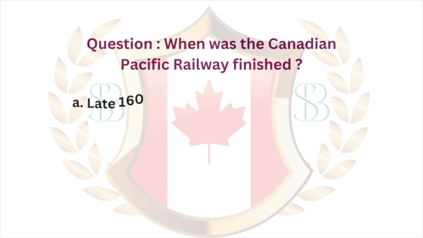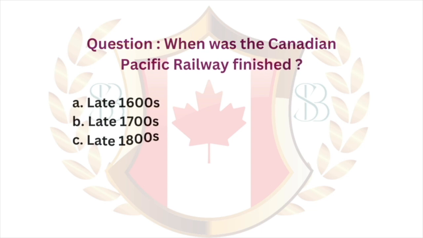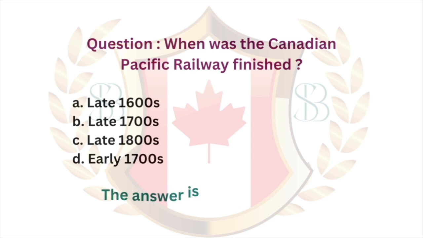Question: When was the Canadian Pacific Railway finished? A, late 1600s. B, late 1700s. C, late 1800s. D, early 1700s. The answer is C, late 1800s.